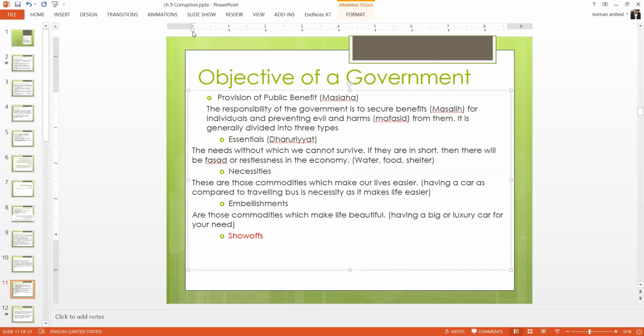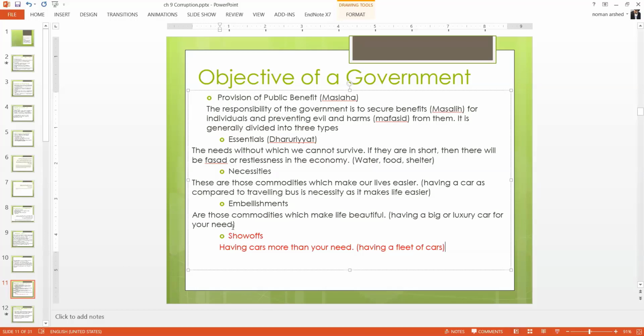Having a big car equal to what will fulfill your needs is embellishment. Or living in a big house is embellishment. But show off is having more cars than you need. So you need only one car, but you have a fleet of cars available in your home.